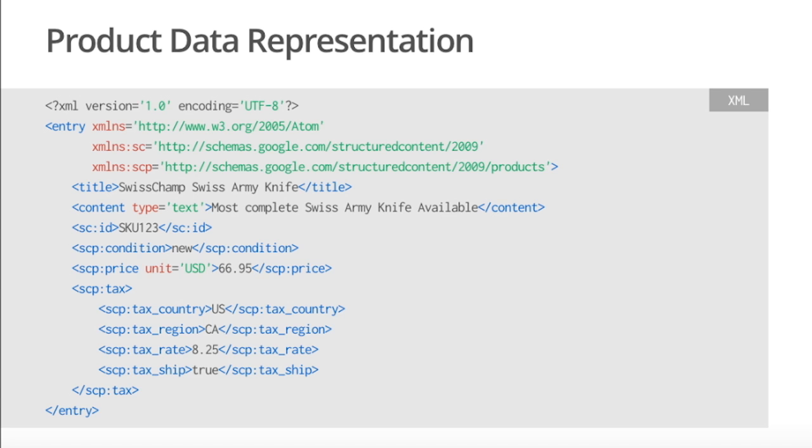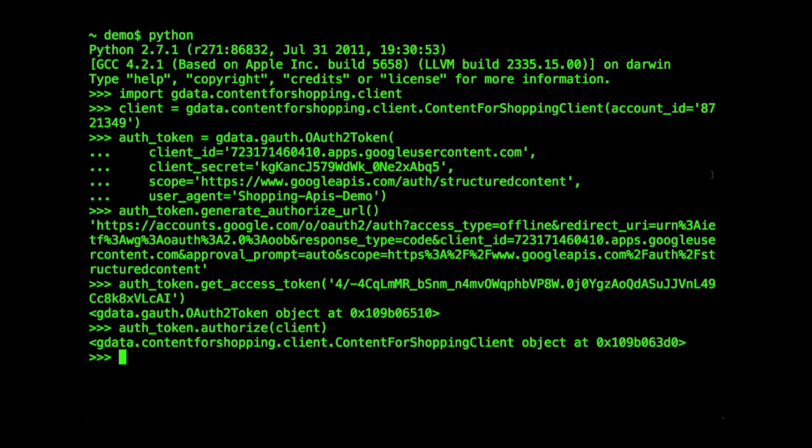Recall the basic attributes needed to define a product entry, such as title, description, ID, and price. As I mentioned before, the client library abstracts away all the XML creation and allows you to just concentrate on the product data. The gdata.contentforshopping.data module defines custom data classes which aid the client in the creation of well-formed XML. So if we import gdata.contentforshopping.data, we'll have access to all of those classes.